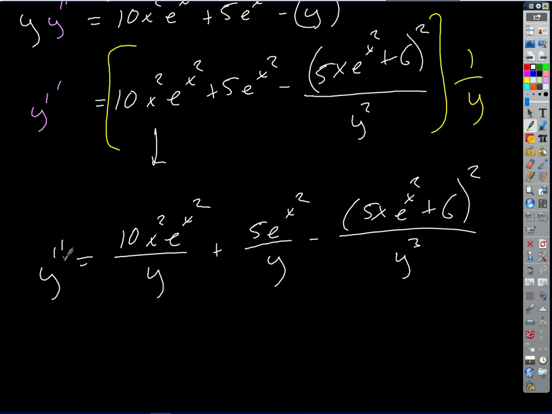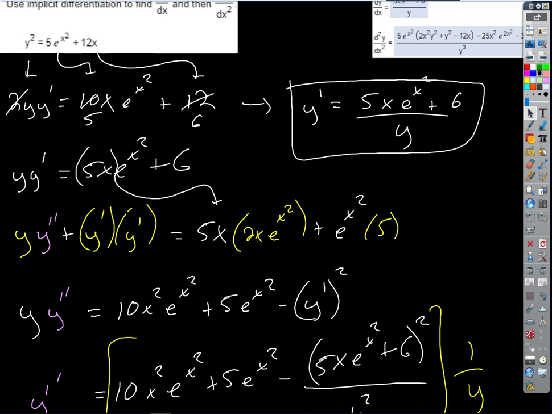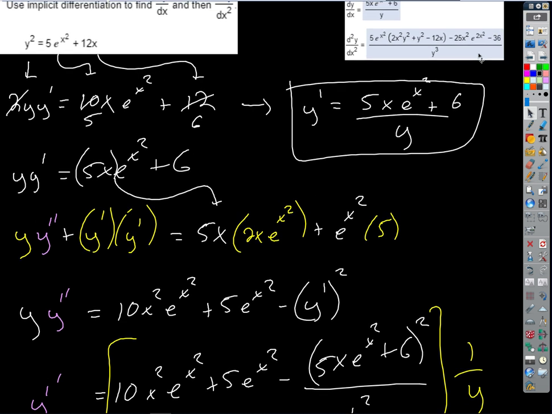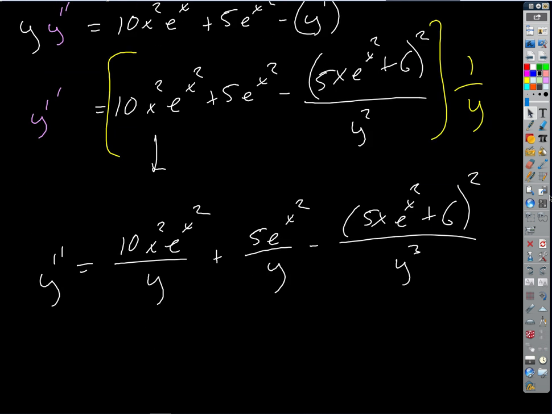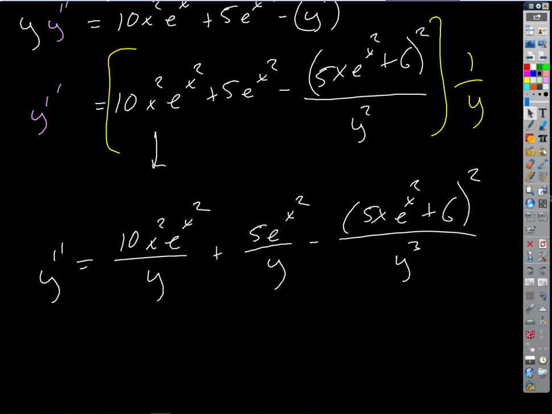Okay, that's fine. I don't know if that's exactly what they put for their answer. It looks like they got a common denominator, and in these two terms, they factored out a 5 e to the x squared. You don't have to do that stuff. That's fine.